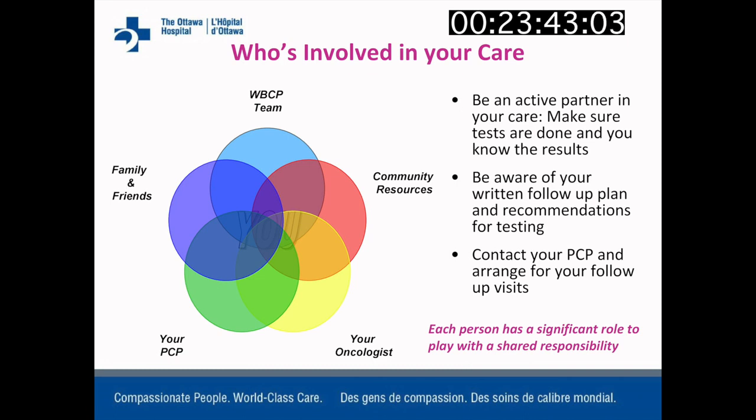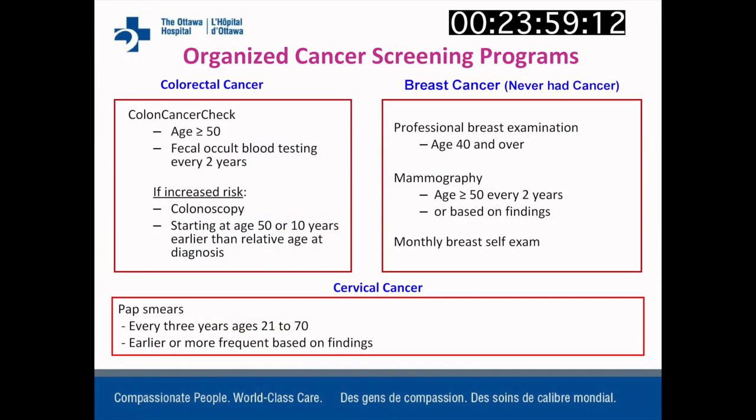It's really important that everybody that's involved in your follow-up care has a significant role to play with a shared responsibility, and we would once again encourage you to be an active participant in your follow-up care. As Carrie mentioned, follow-up care is about all of your health.